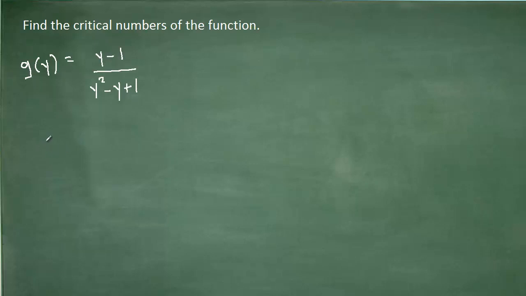So our first task is to compute the derivative of this function, and that of course is symbolized by g prime of y. Now we have here a rational function where we have a polynomial divided by another polynomial, and in order to compute the derivative of a rational function, in many cases we're going to have to use the quotient rule. So we'll have to pause the video for a moment and think about what the quotient rule is and how you would apply it to calculate the derivative of this function.